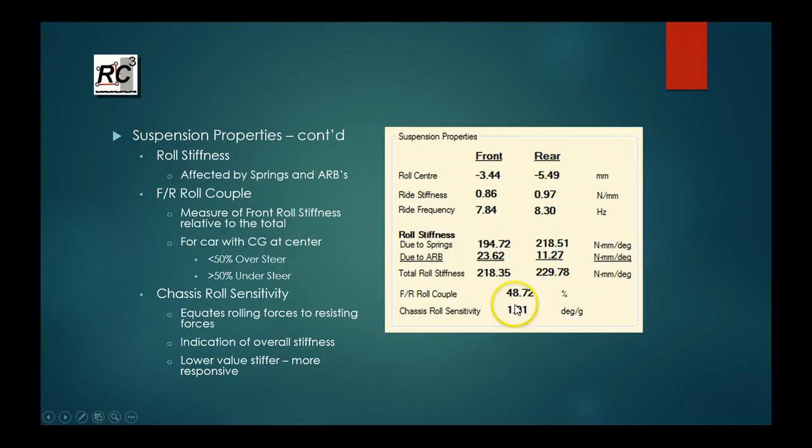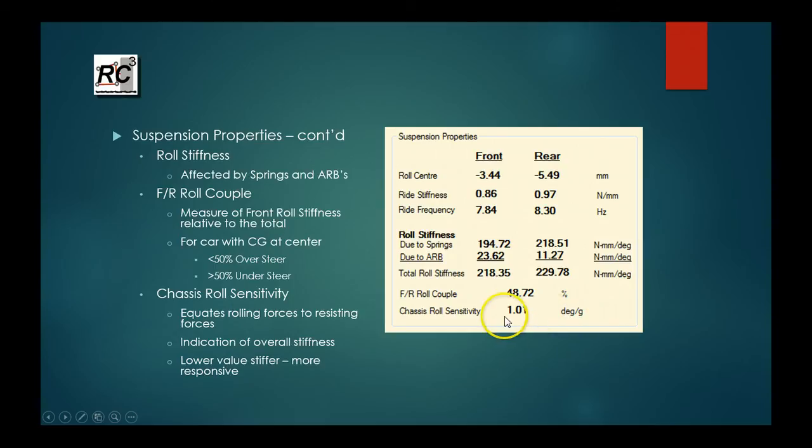Now the last number here is the chassis roll sensitivity. We talked a bit about this at the beginning. The chassis roll sensitivity basically tells you how soft or how stiff the chassis is, because essentially it equates the forces that are trying to roll a chassis to the forces that are resisting it, which is your springs and your anti-roll bars, and comes up with a number that tells you how much the chassis will roll per G acceleration value.